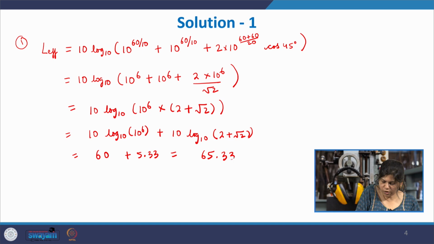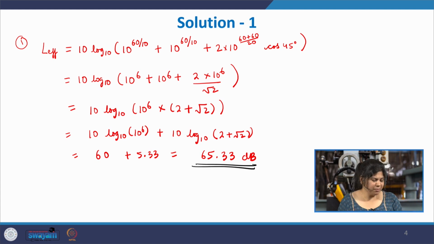so they overall contribute, when present together, 65.33 decibels of sound if you do this simple mathematics and calculation. Here you are getting an addition of 5.33 decibels when the two sources play together, which are coherent in nature and have a phase difference of 45.